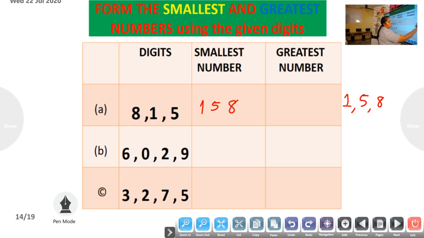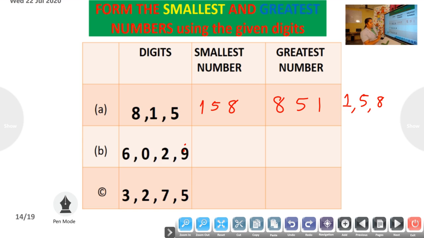So what is the last number here? It's 8. Next is 5. Next is 1. Is it clear? How do you get the greatest and largest number? So, next. What is the first step? How do you write the smallest and greatest number? First, write the given numbers in ascending order.